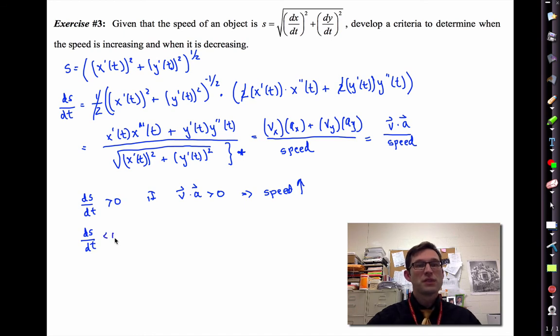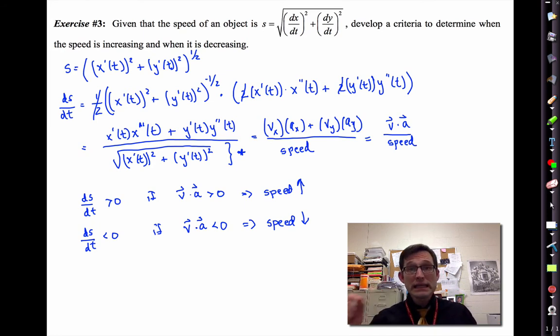The derivative of speed will be less than 0 if V dot A is less than 0. Now, this should make sense, right? Think about this for a minute. The dot product is all about alignment. So by saying that the dot product of the velocity and acceleration is greater than 0, just means that the velocity and the acceleration are either working completely together or somewhat together. You know, they're not opposite of each other.